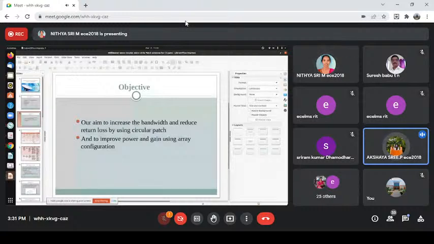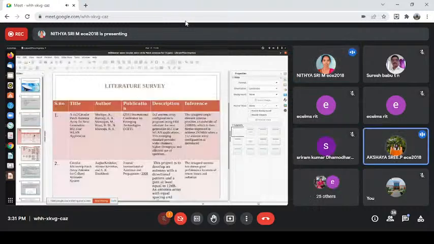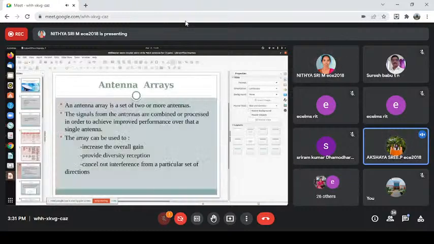These are the literature survey we have undergone, sir. Next. Antenna array is a set of 2 or more antennas. In this, the antennas are combined or processed in order to achieve improved performance over a single antenna. The array can also be used to increase the overall gain, provide diversity reception, and cancel out interference from a particular set of direction. Over to Sheila Rani.